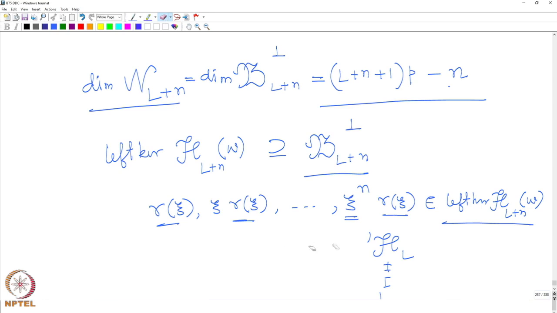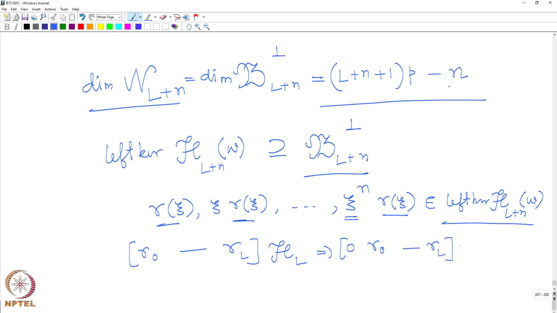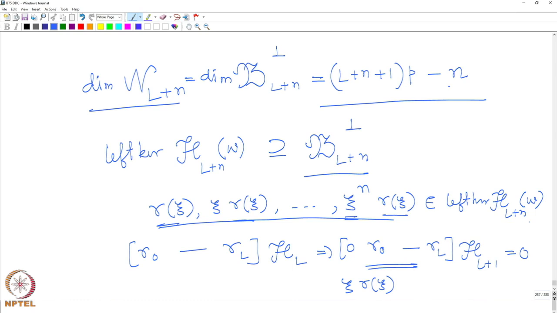Or in other words, R xi is this R0 dot dot dot up to RL. This kills HL. This implies, notice that R0 dot dot dot up to RL, this times HL plus 1 is equal to 0, and this is nothing but xi times R xi. So, once you understand this, the fact that all of these guys are in the left kernel of HL plus n should be clear. Okay, great. All of these vectors are there because this is a vector space.